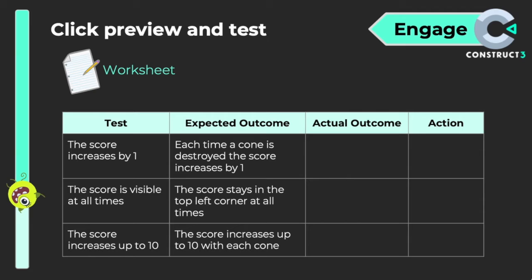So now we are going to do a quick test table. So what we're going to test is that the score increases by 1. Each time a cone is destroyed, the score is increased by 1. The score is visible at all times. The score stays in the top left corner at all times. Then the score increases up to 10. The score increases up to 10 with each cone. So why don't you go ahead and test that, and then write in your actual outcome. And then if you have to take an action, meaning that it fails this test, why don't you type what the action is going to be?